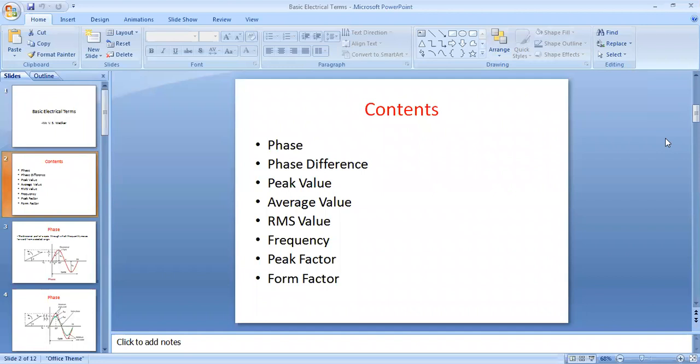These are the contents. Phase. What is phase? We generally listen that power system is of single phase, three phase, like that. So we will see first what is phase, then what is phase difference, lagging, leading. Then for alternating quantities, what is peak value, average value, RMS value, what is frequency, and peak factors and form factor. So this is the outline of this video.